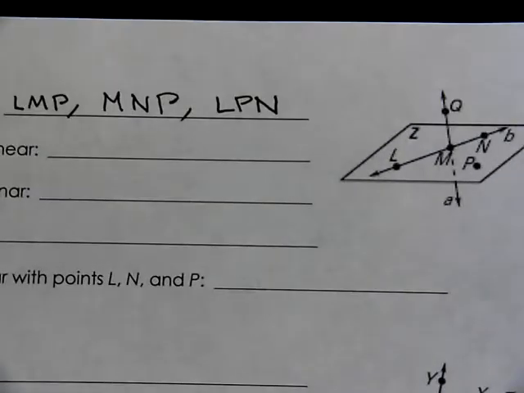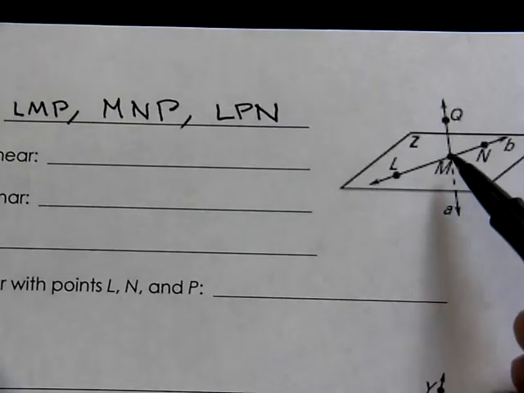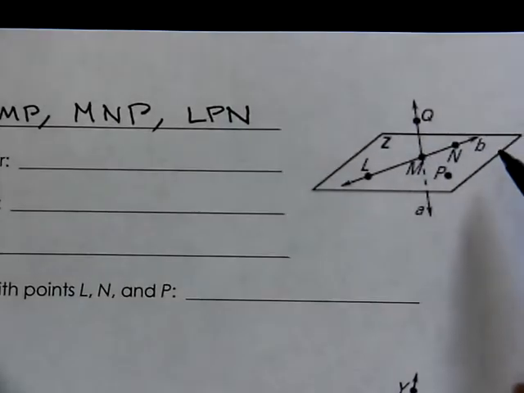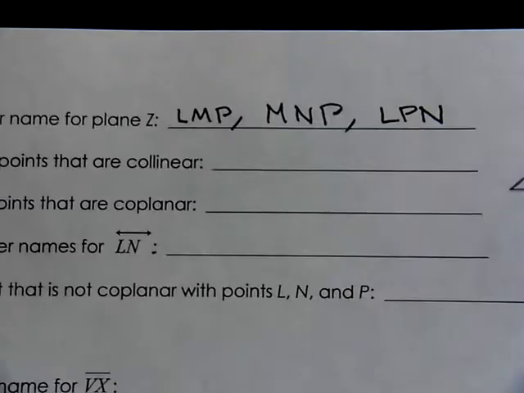So 3 points that are collinear, points L, M, N. Notice this little b, that's not a point. That's the name of a line because it's a lowercase italicized letter.